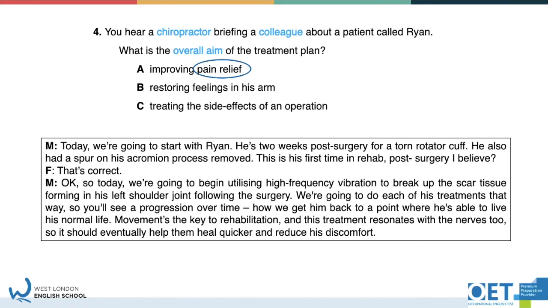If we look at the other answers where it says improving pain relief, there is nothing here that really talks about his pain and trying to improve his pain relief. And if it is mentioned, it's definitely not as the overall aim of the plan. And then with B, restoring feelings in his arm. Again, there's not much that's going to tell us about this, and it's definitely not the overall aim of the treatment plan, so this can't be our answer.